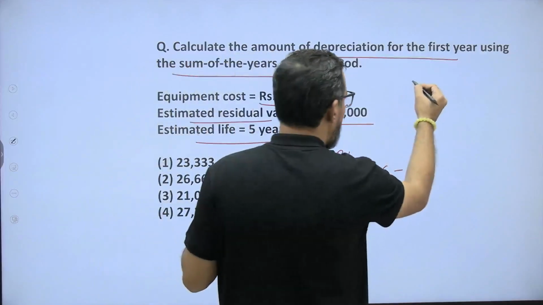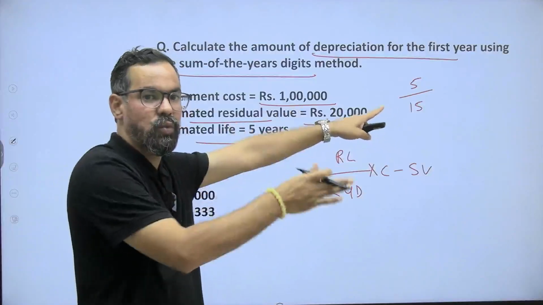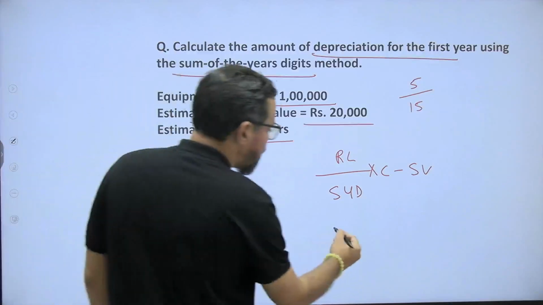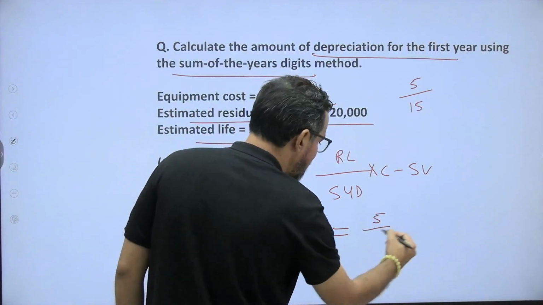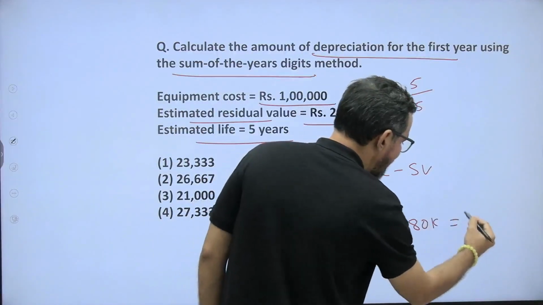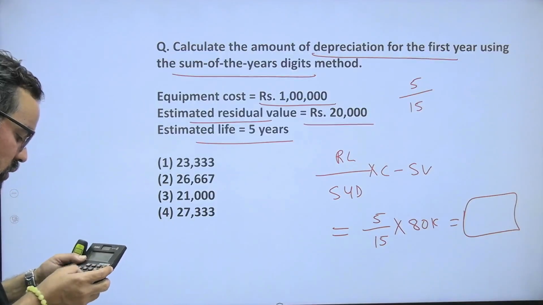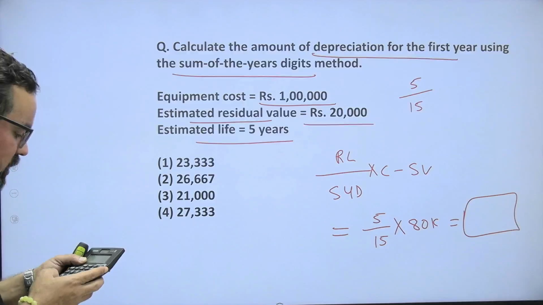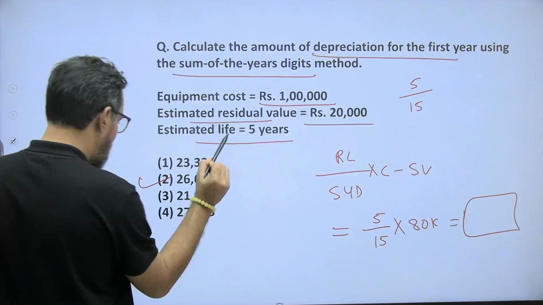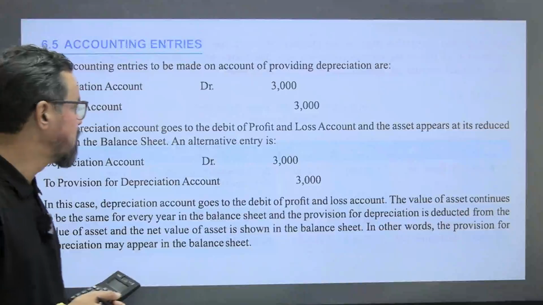The depreciation rate is 5 divided by 15. How do I reach this 15? 5 plus 4 plus 3 plus 2 plus 1, 15. So the sum of year digit is 15. That means 5 divided by 15 is 0.3333, into 80,000. If you do the calculation, you reach your answer, right? So 0.3333 into 80,000 is 26,664. So that means option second will be the right answer for this particular one. Correct? Understood? So this is the one, right?